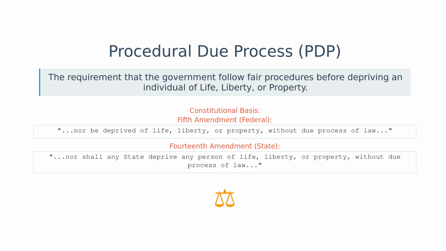In essence, procedural due process mandates that before the government can take away someone's life, liberty, or property interest, it must follow fair procedures. These procedures are not fixed. Their required rigor depends on the context, which we will explore throughout this series. For now, understand that PDP is the constitutional shield against arbitrary governmental action affecting fundamental interests.